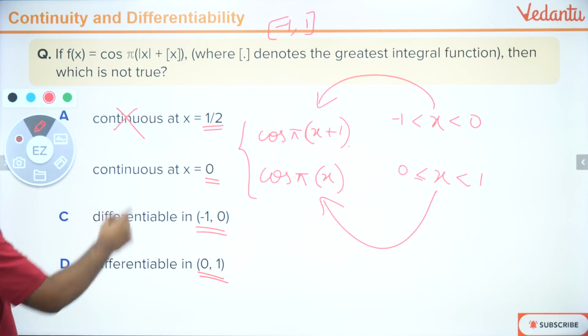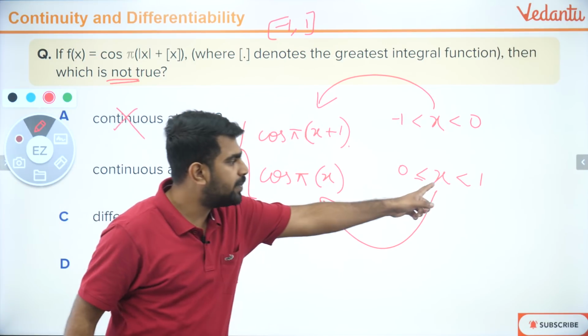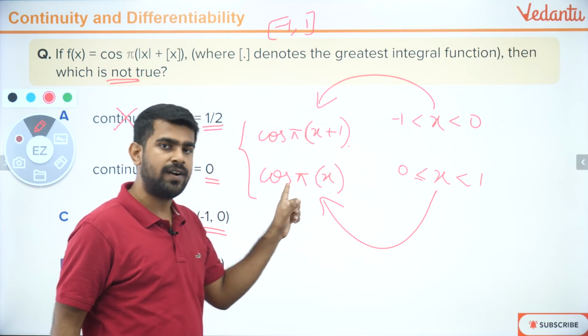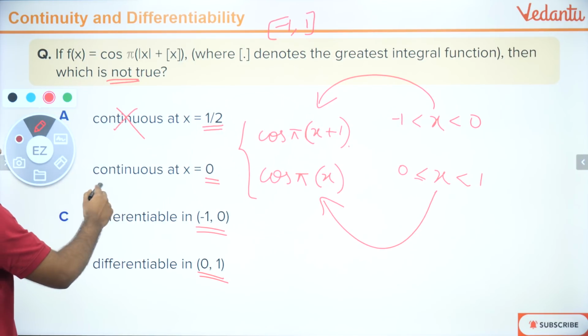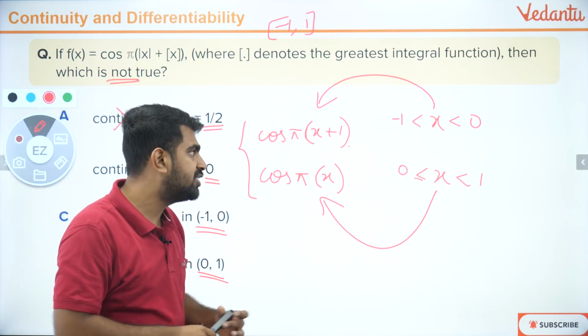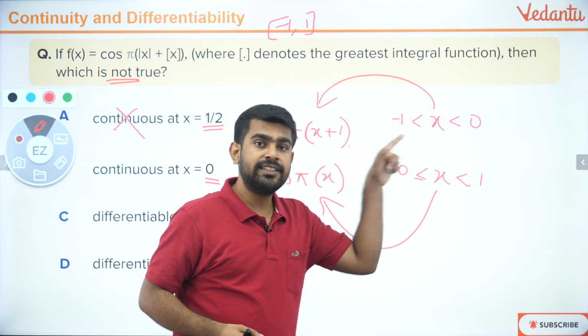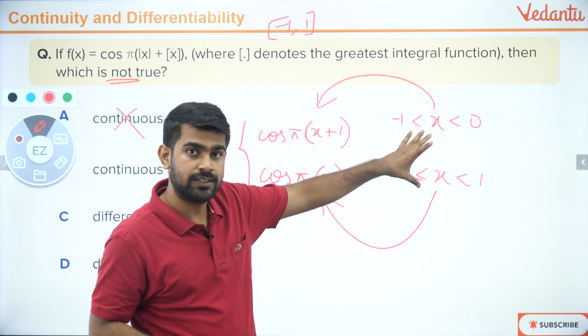Okay, they are asking what is not true. So first one is true, of course. I know that because at 1/2, this is a continuous and differentiable function. So that is true. But I want what is false. Continuous at x equal to 0. That I have to check. Why will I have to check? Because 0 is at the middle. It is at the break of these two functions.